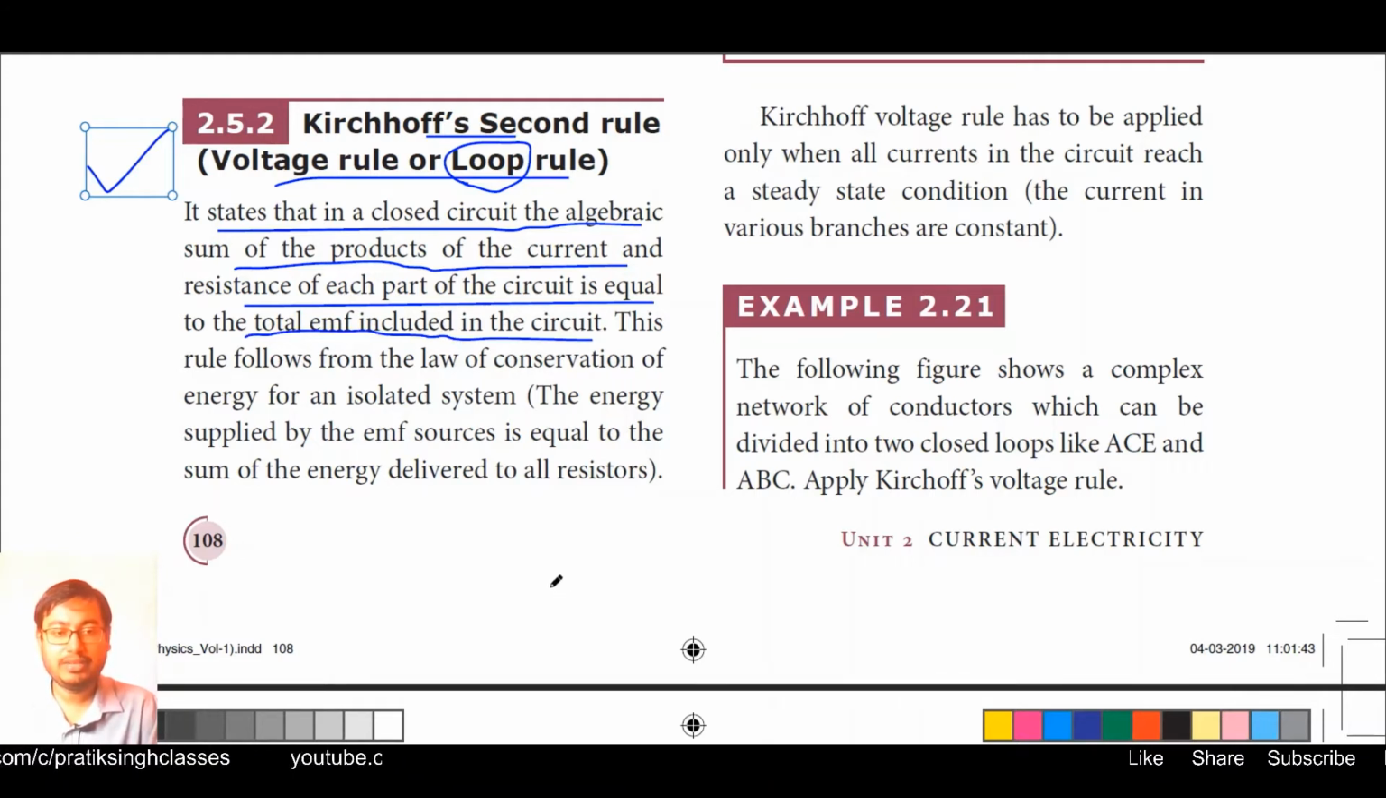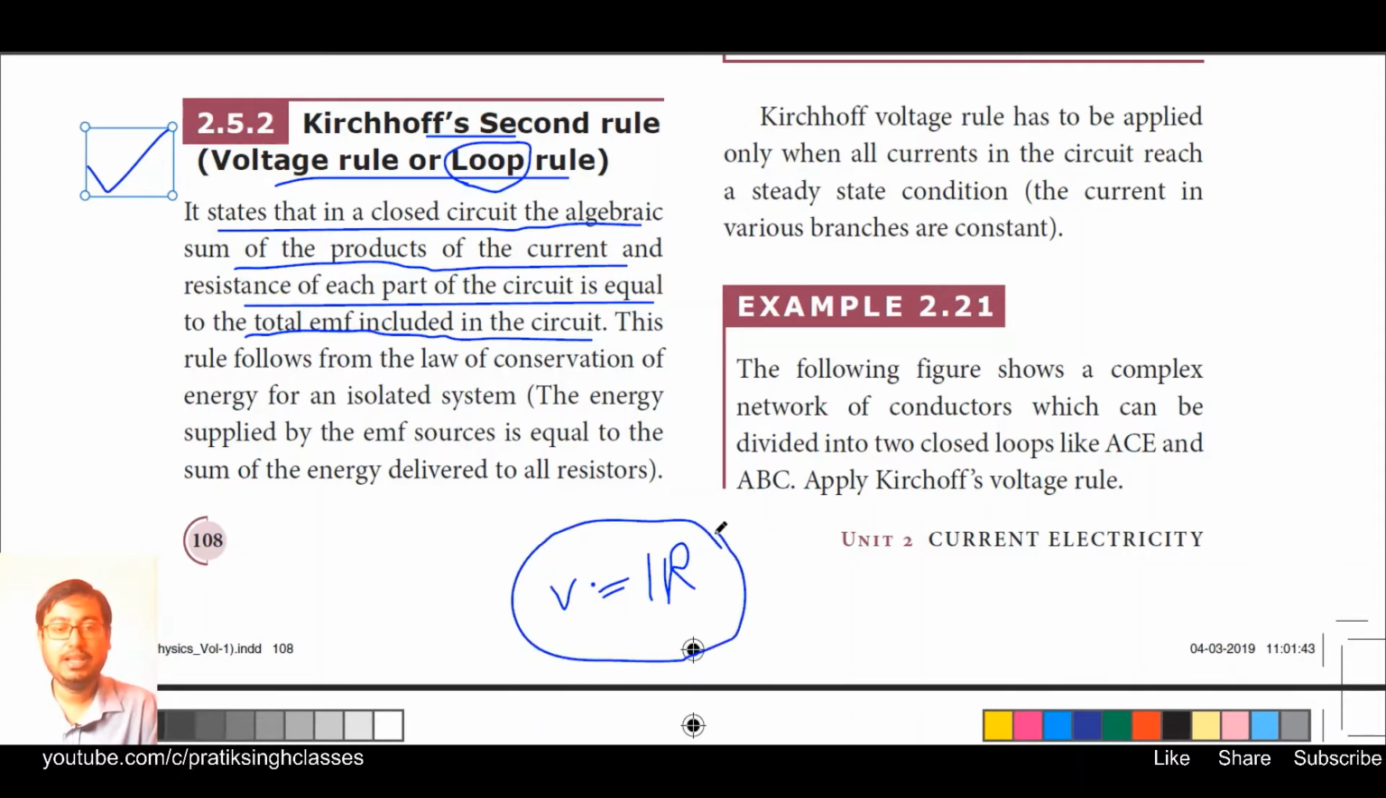Okay, we know very well that V is equal to I into R, where I is the current and R is the resistance. So when we take a circuit, total EMF or voltage or potential difference is equal to total current in the circuit multiplied by total resistance. As it can be seen here, product of the current and resistance of each part.